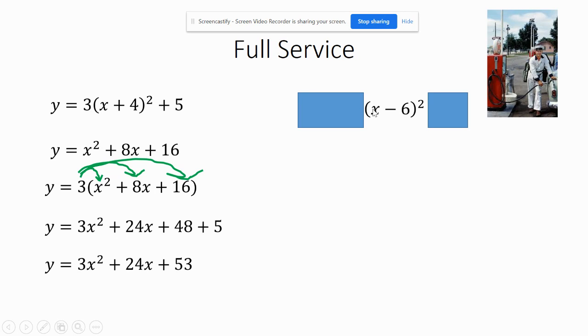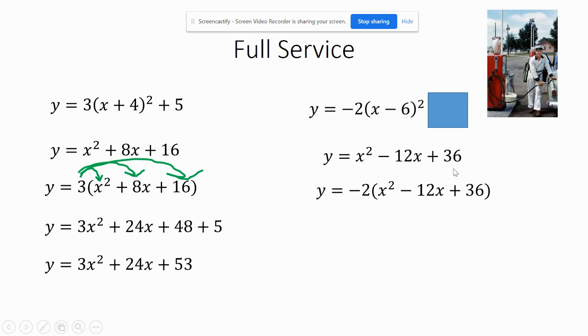And when I FOIL it, the first term will be an x squared, and negative 6 times x is negative 6x, but I'll double it, and negative 6x doubled is negative 12x, and negative 6 times negative 6 is 36. Now, by order of operations, I would take negative 2 times each of these terms. So that would be negative 2x squared. Negative 2 times negative 12 is a positive 24x, and negative 2 times 36 is negative 72.